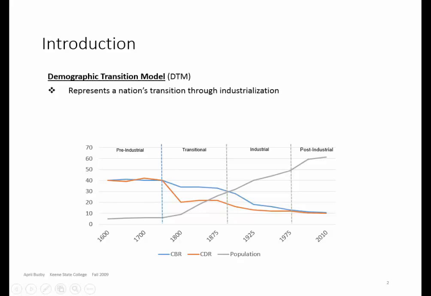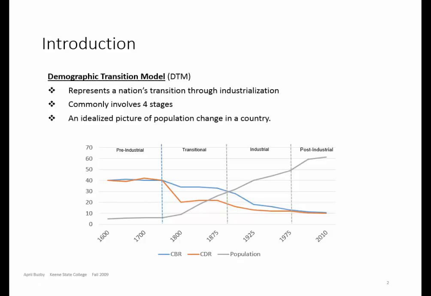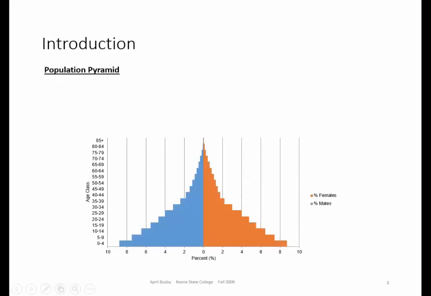I'd say the demographic transition model represents a nation's transition through industrialization. It commonly involves the 4 stages. It is an idealized picture of the population change in a country.